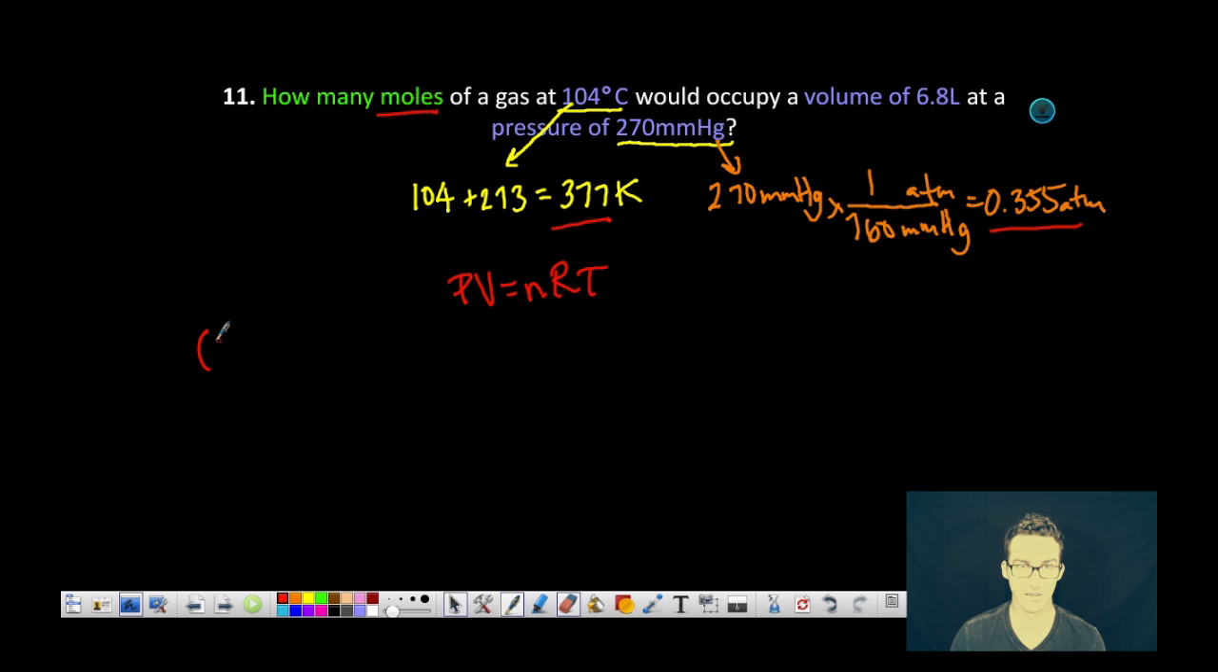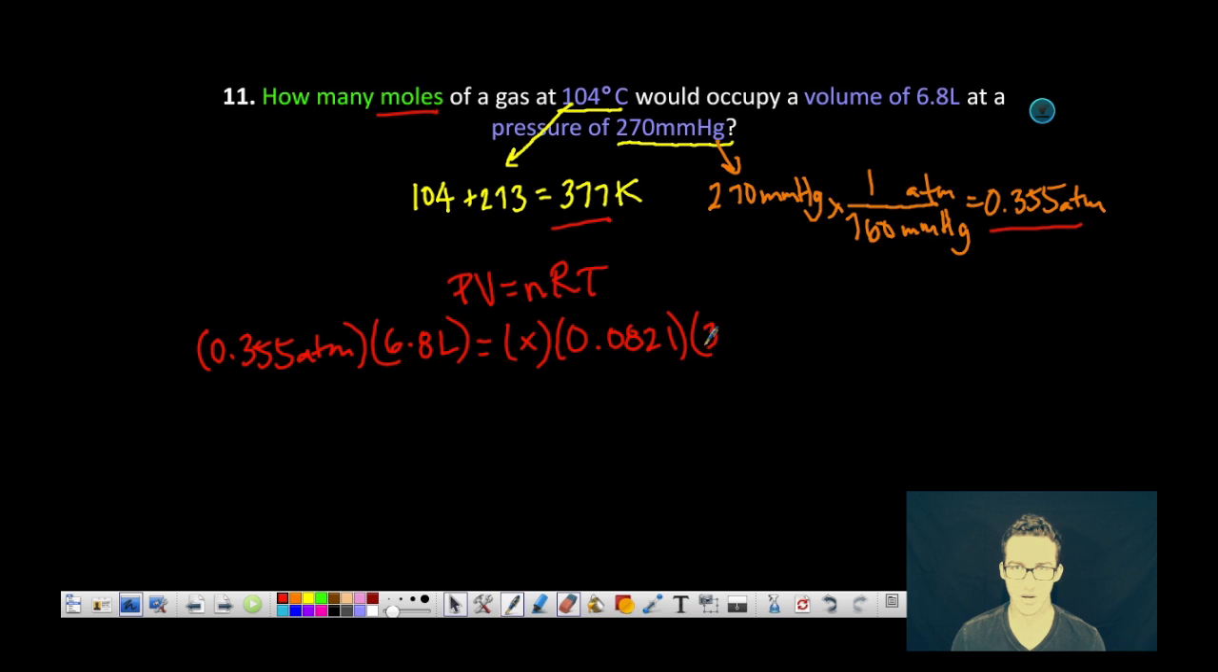Our pressure is 0.355 atmospheres and our volume is 6.8 liters. Our number of moles is unknown. That's what we're looking for. Our gas constant is 0.0821, and our temperature is 377 Kelvin. Now, I should have included the units for the gas constant, but note that all these other units are going to cancel out except for moles when we solve this. So I'm going to sort of drop units here and then just use moles at the end because I'm a cheater.